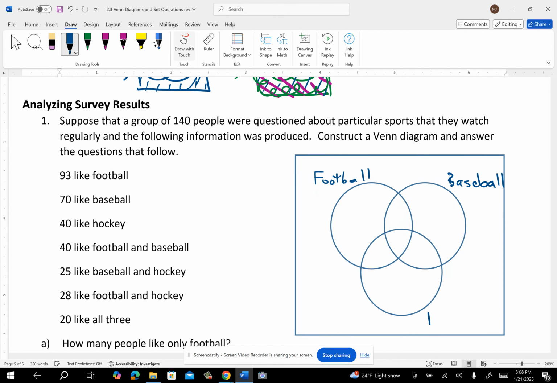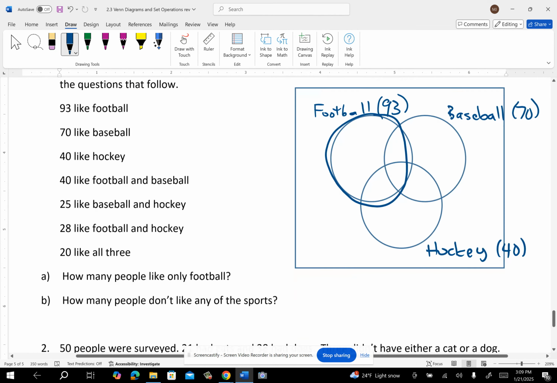And then these are my hockey people. Okay. Now, I can't put the 93 into the diagram anywhere yet, but I want to remember that 93 people would have to fill in the football circle. So all those regions would have to add up to be 93. Okay, 70 for baseball, 40 for hockey. I don't really get to put those in yet.